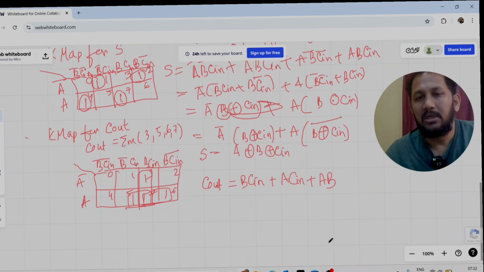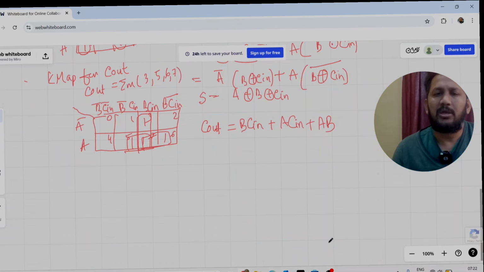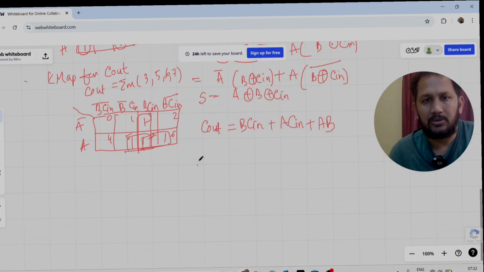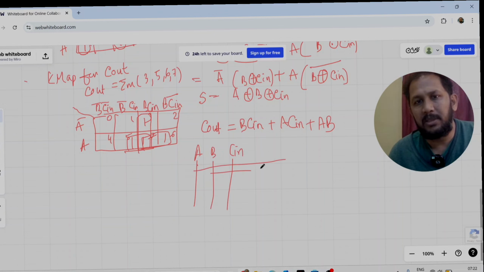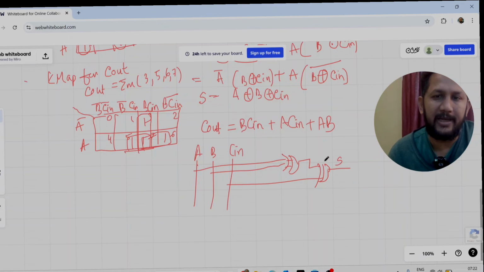Now we need to construct the final circuit diagram. So in this way we can create a full adder circuit. Now the circuit diagram for sum: A, B and C in. These are the three inputs. First of all, we need to construct XOR between A and B. This is an XOR gate. And then with C in another XOR gate. We will get the sum S. So this is the output of S.